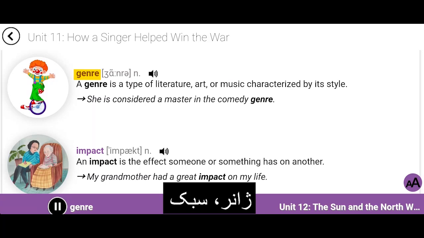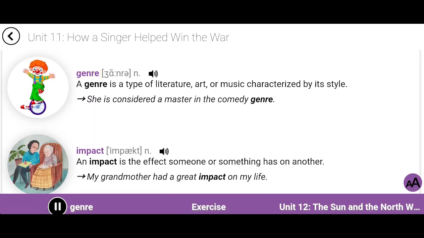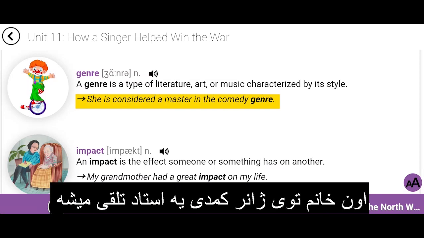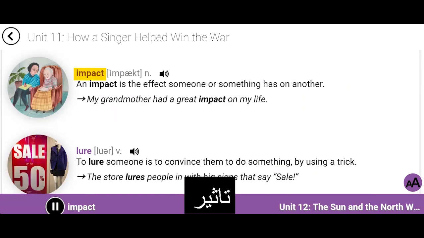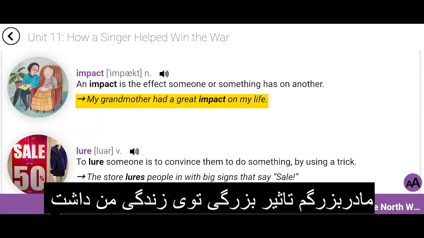Genre. A genre is a type of literature, art, or music characterized by its style. She is considered a master in the comedy genre. Impact. An impact is the effect someone or something has on another. My grandmother had a great impact on my life.